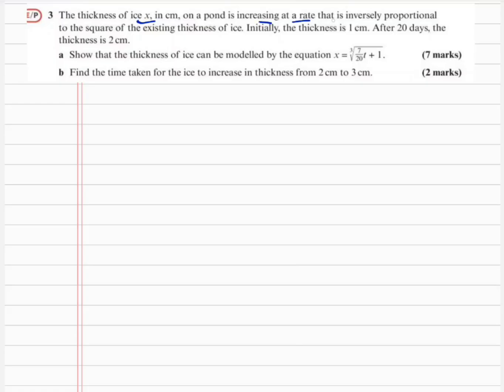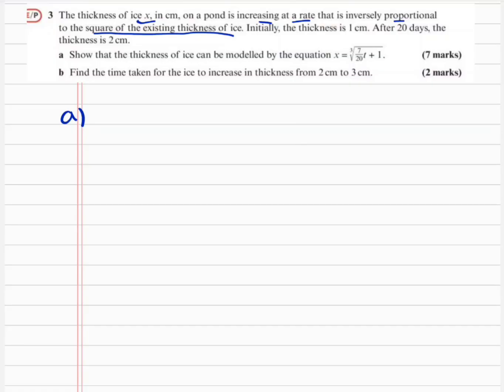Okay, so this is very important. This is something that you've had in GCSE maths. And initially the thickness is 1 centimeter. After 20 days, the thickness is 2 centimeters. In part A, we want to show that the thickness of ice can be modeled by this equation.